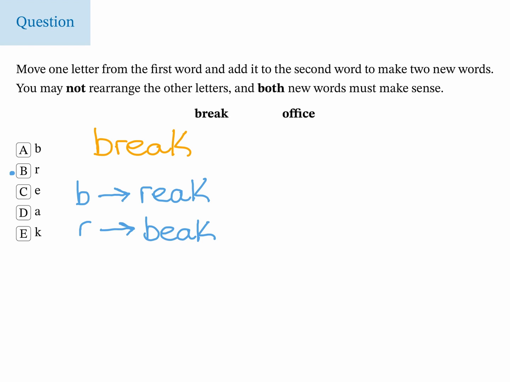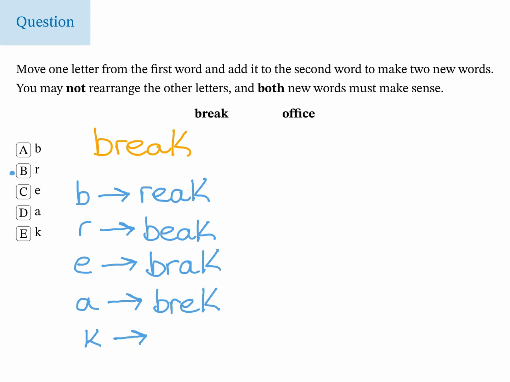But let's go through the other three and see whether there could be any others. So if we remove the letter E, then we create the word brack. Now this sounds like it might be a word that makes sense, but it's not. There's no commonly used word called brack. Similarly, we can remove A and we're left with breck, which is also not a word that makes sense. And then finally, we can remove K and we're left with brea, which again isn't a word that makes sense.